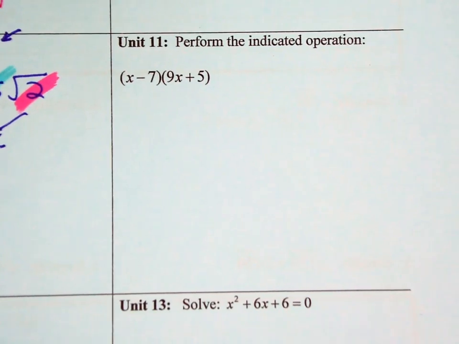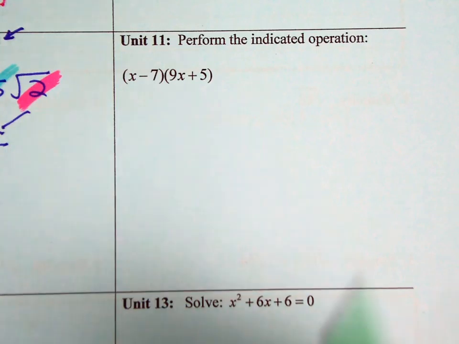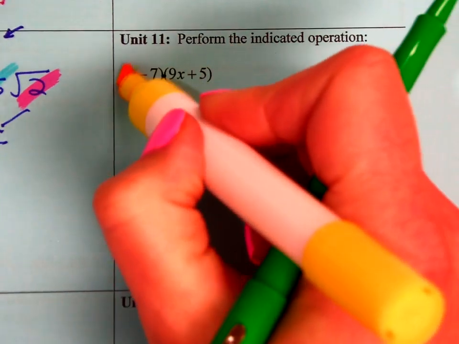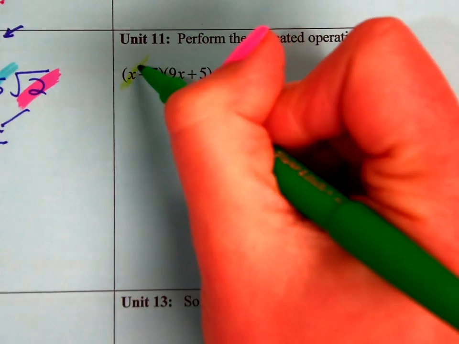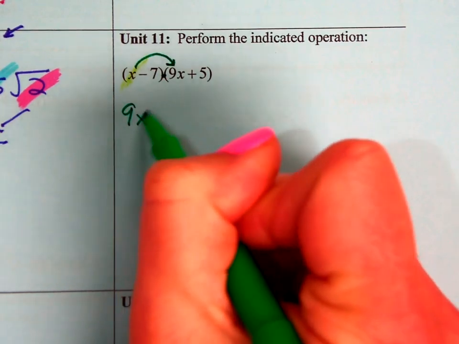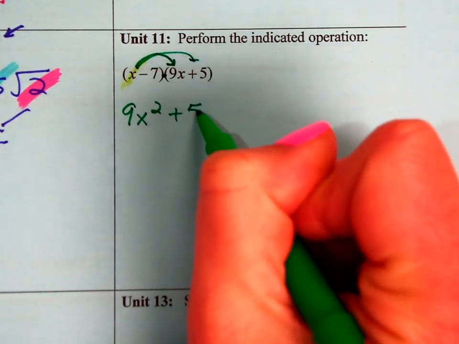All right, Unit 11. Now, a lot of these that we'd been doing had addition and subtraction between the parentheses, but this time it's actually multiplication, which means we're going to have to distribute. So we start out by taking the first term and distributing it to each term in the next parentheses. So x times 9x would be 9x squared. X times positive 5 would be positive 5x.